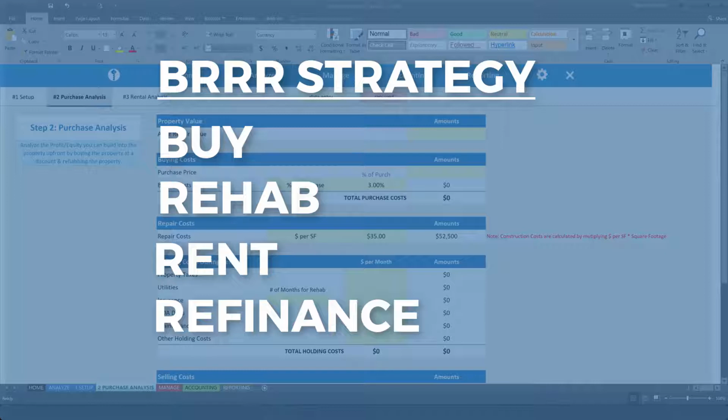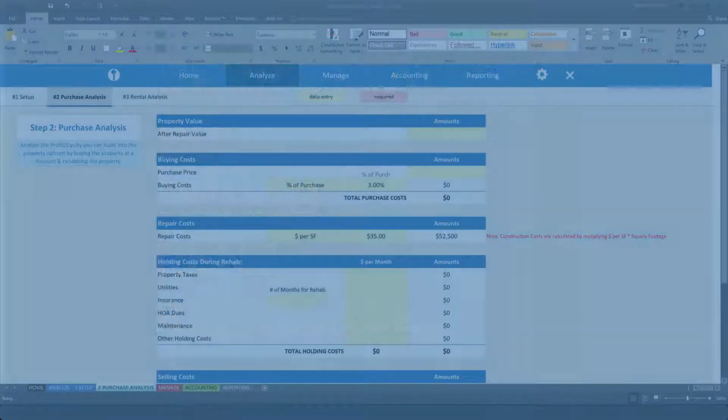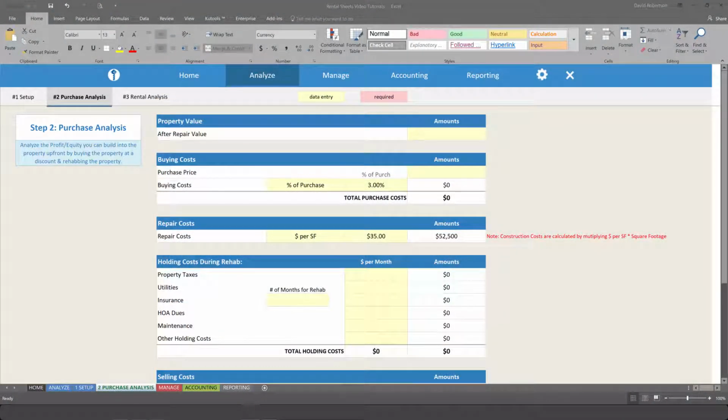With the BRRRR strategy, the investor is buying distressed properties at a discount and then rehabbing the property to increase the after repair value to build in equity and profit into the deal at the time of the purchase, which is exactly what this purchase analysis calculator is used for. It's used to calculate the amount of equity and profit in the deal after you made the repairs to the property.